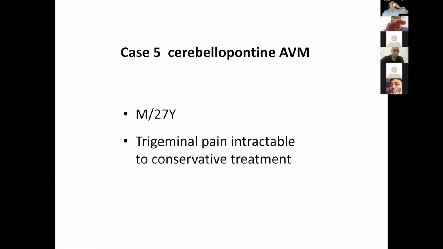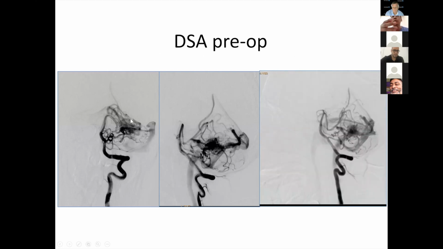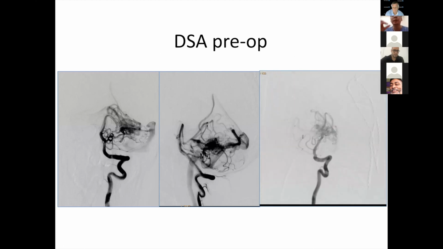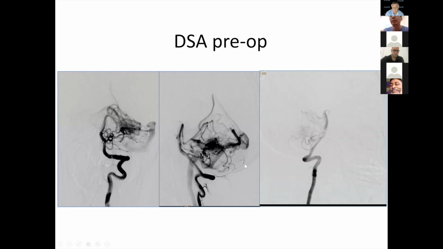And this is the case of another AVM located on the cerebellopontine region. This is a 27-year-old male who presented with trigeminal pain, which is intractable to conservative treatment. The angio revealed the cause of the trigeminal pain. There is an AVM like that.